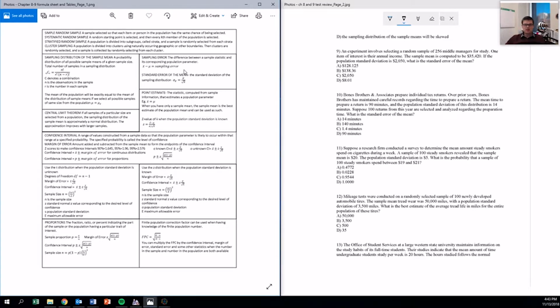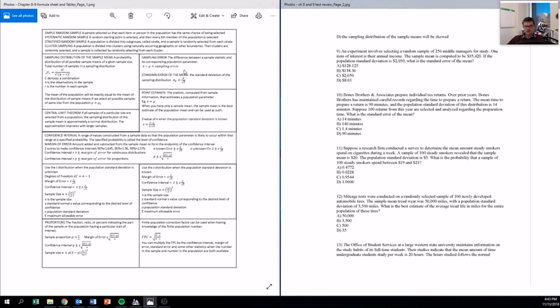Okay, mileage tests were conducted on random samples of 100 newly developed automobile tires. The sample mean tread wear was 50,000 miles, with a population standard deviation of 3,500 miles. What is the best estimate for average tread life in miles for the entire population of these tires?